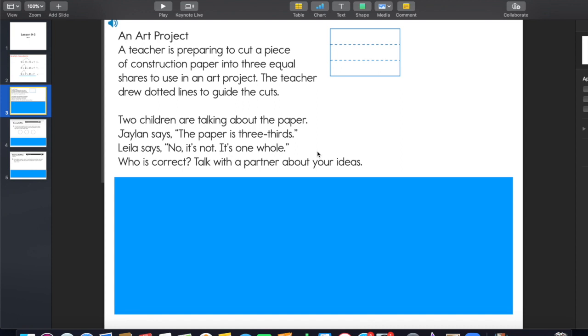Talk with your partner about your ideas. So take a minute if you haven't solved this yet. Get out your math journal, turn to page 225 and get started. If you have, we're going to talk about it together.